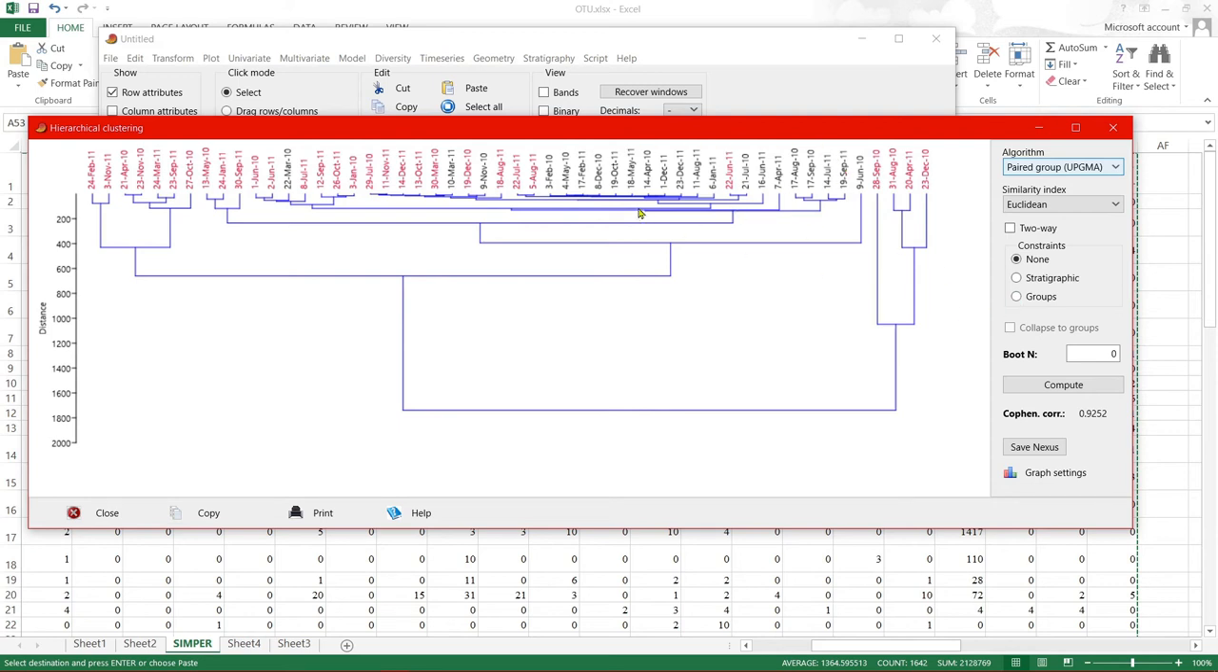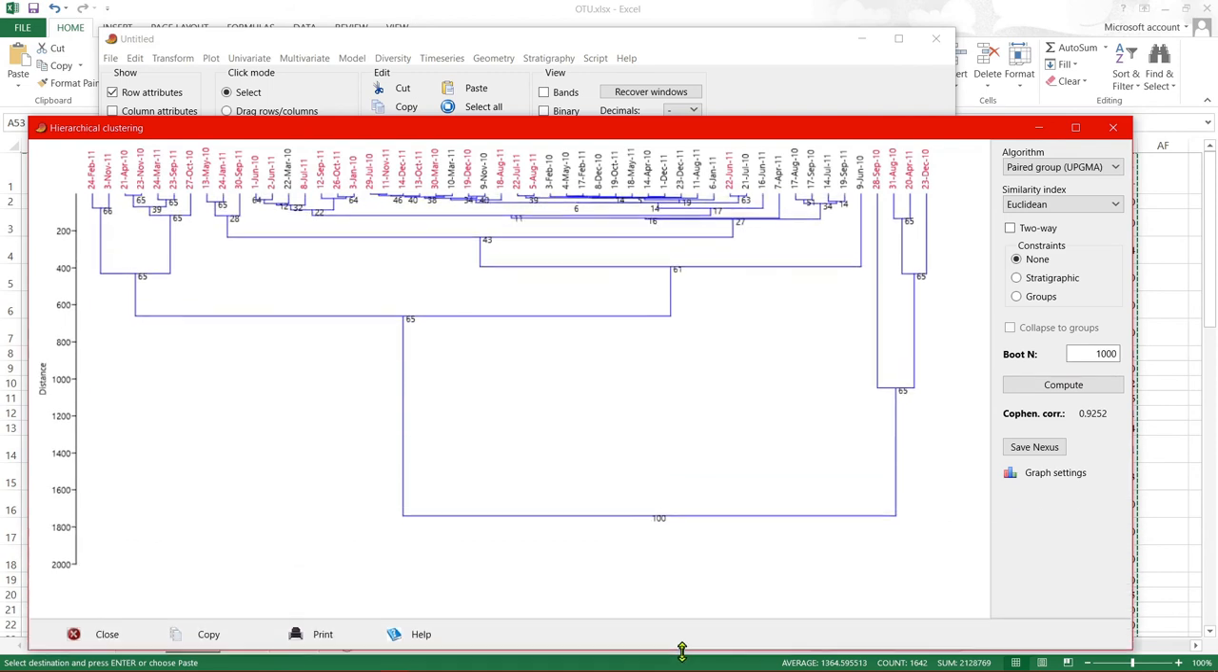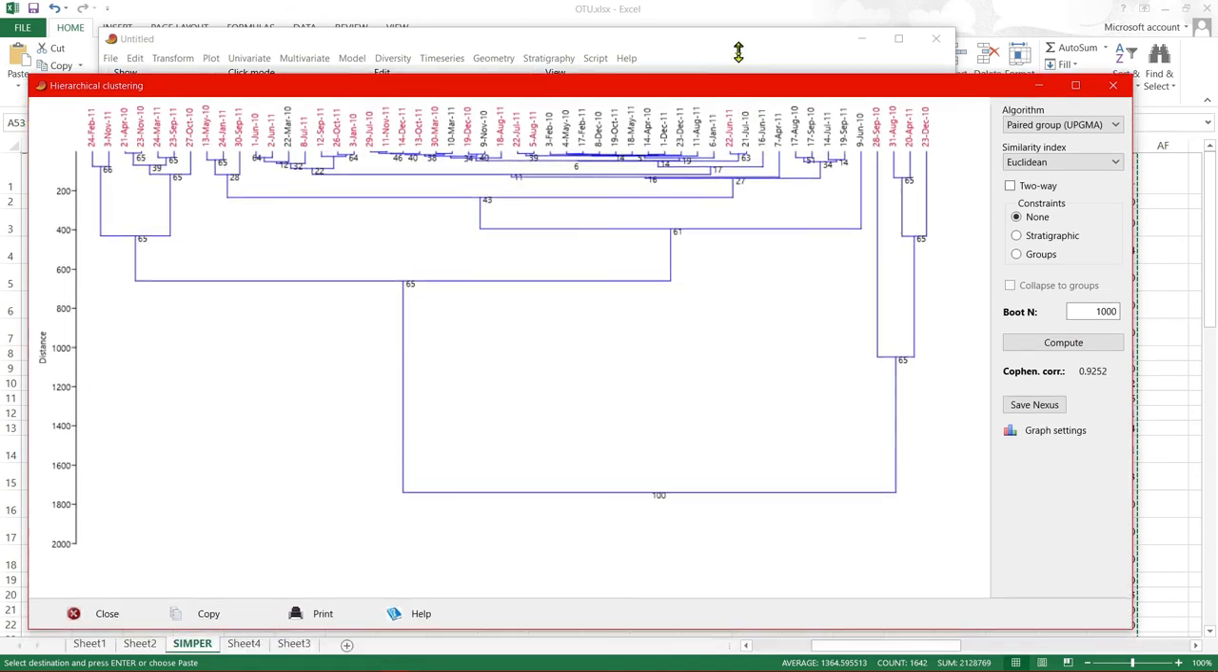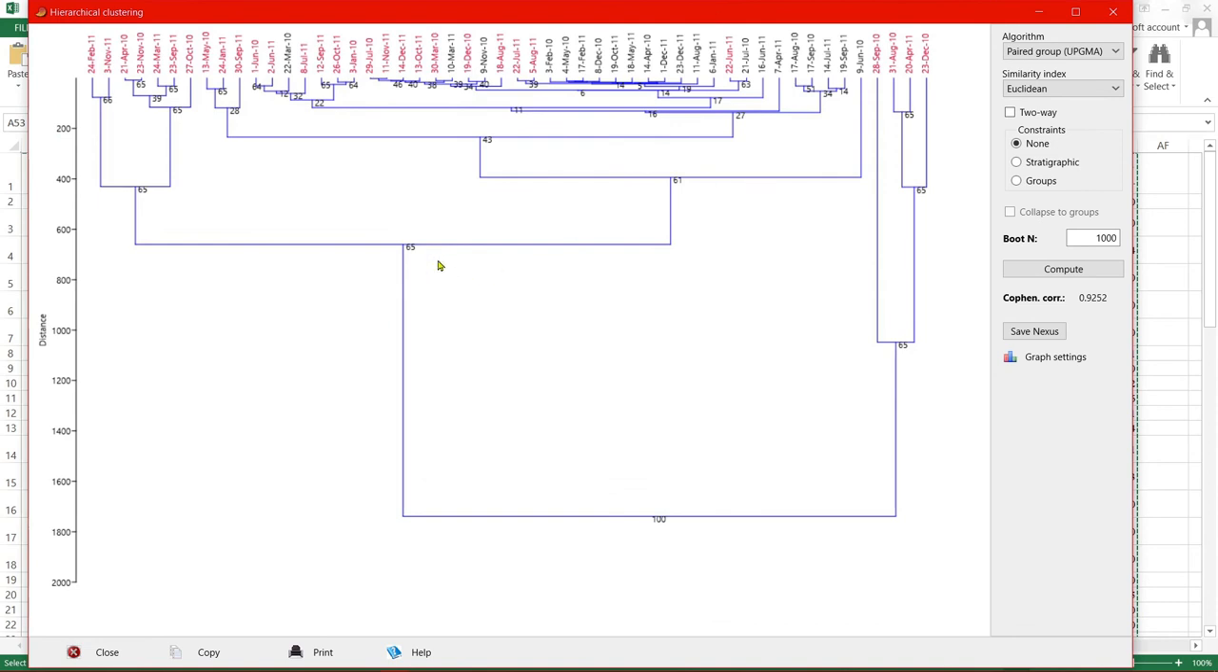If you want to know the strength of your clustering, if you want to know the strength of the tree, you can carry out a bootstrap analysis, maybe 1,000 times, and compute. And from there, usually anything less than 50, you should collapse it.